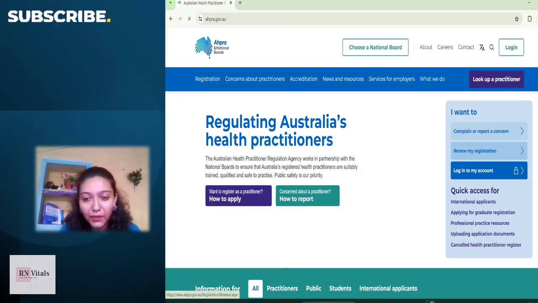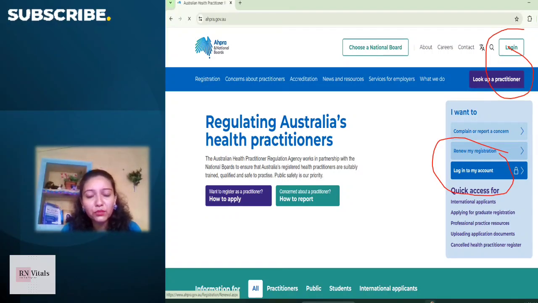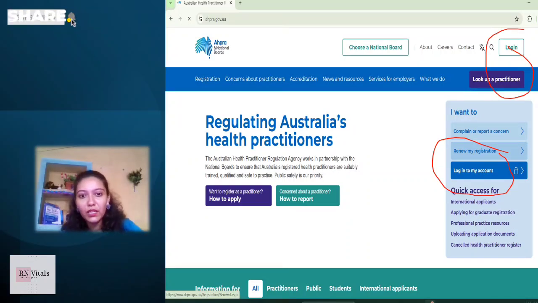Okay guys, so this is the interface that you are going to see as soon as you open the AHPRA website, and here you get the option to log into your account, but you'll only be able to do that once you open your account with AHPRA. We'll be learning how to do this in the next video, but today we are going to talk about the fees. So this is the AHPRA website for sure.